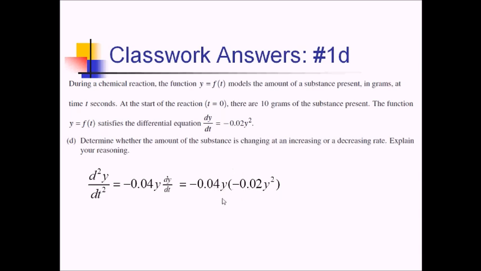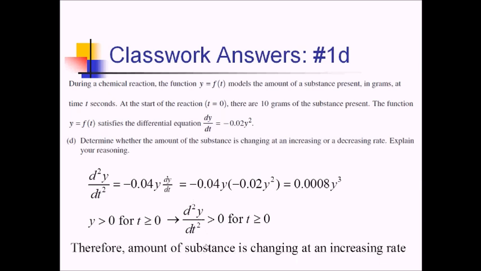So if I multiply this out, we need 8 decimals, so 0.0008 times y cubed. And now I know that y is always positive for time greater than or equal to 0. I mean, you can't have a negative number of grams of something. So that means, therefore, that our second derivative is always positive for t greater than or equal to 0, which means that our substance is changing at an increasing rate since our second derivative is positive.